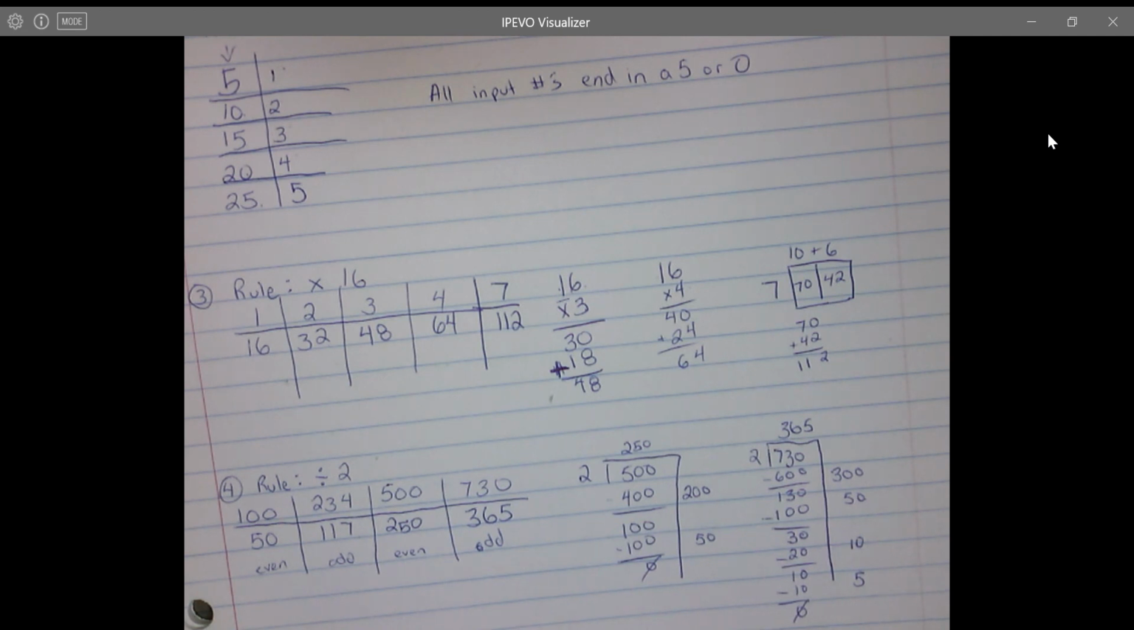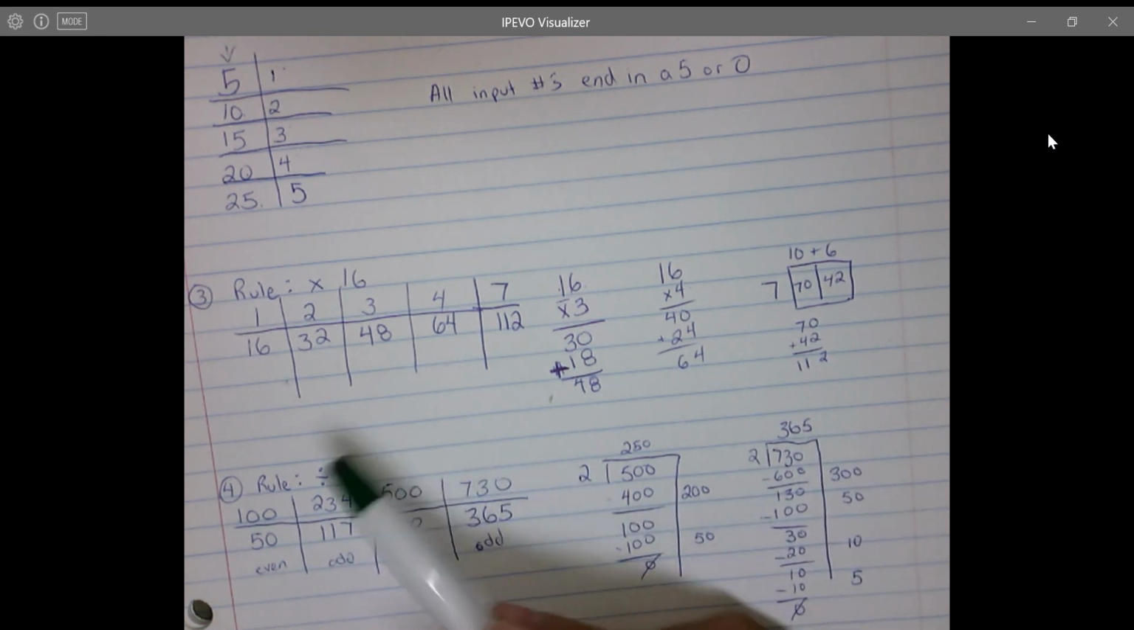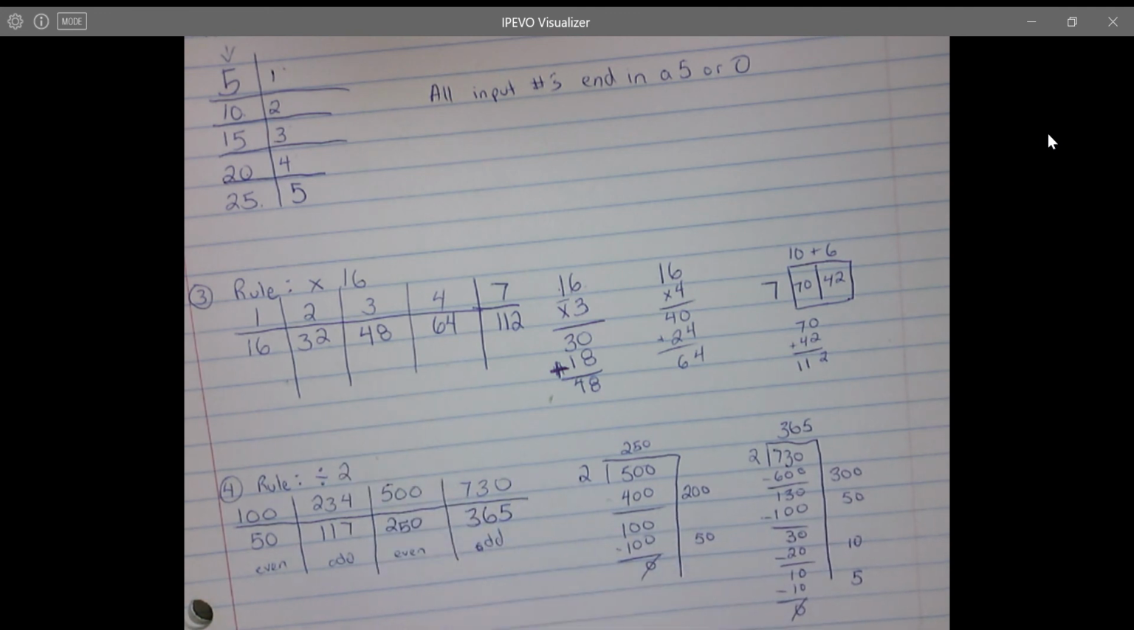So this is patterns. It's essentially following the rule. You have your input, you take whatever number, follow the rule, and you get your output number.